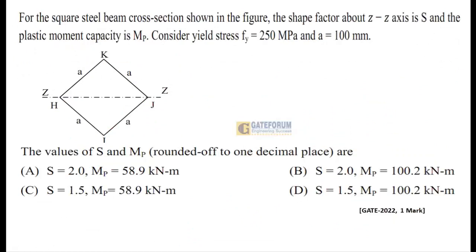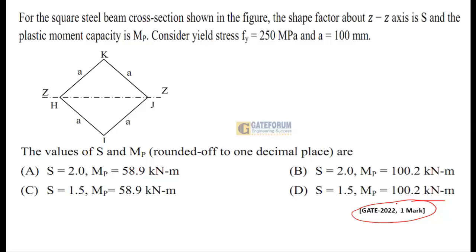There is one more GATE question, 2022, for 1 mark, from steel members. For a square steel beam cross section shown in the figure, the shape factor about the ZZ axis is S and the plastic moment capacity is MP. Consider yield stress Fy as 250 megapascals and side a as 100 mm. Find the values of S and MP, rounded off to 1 decimal place.